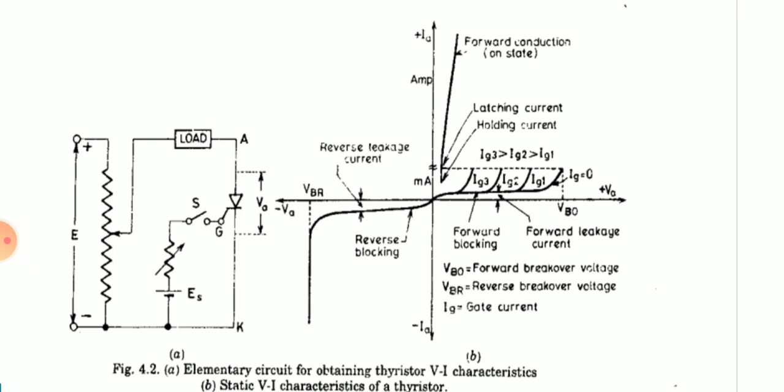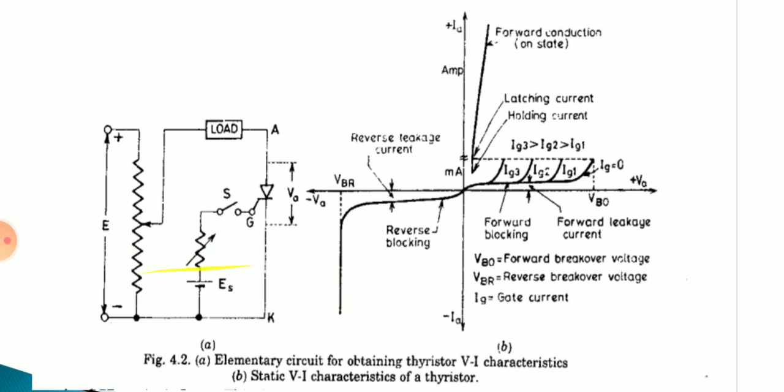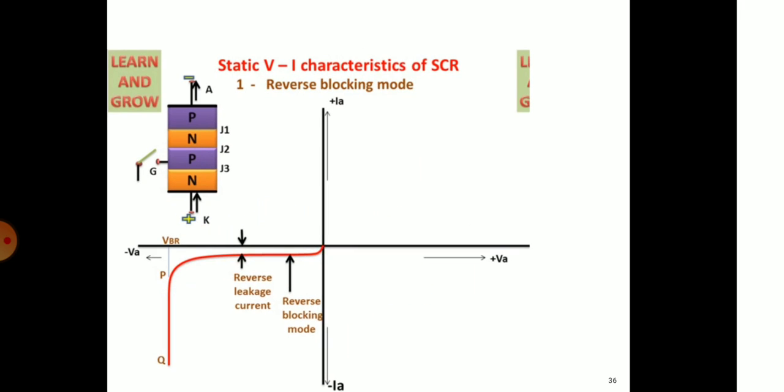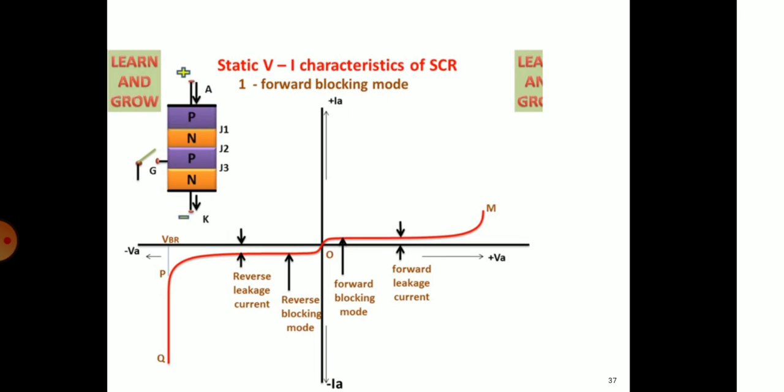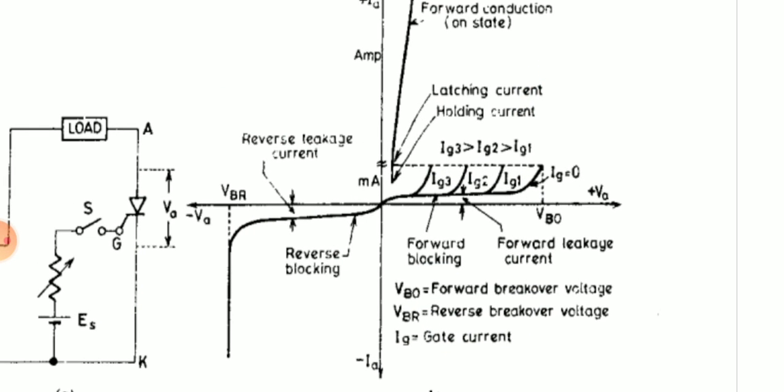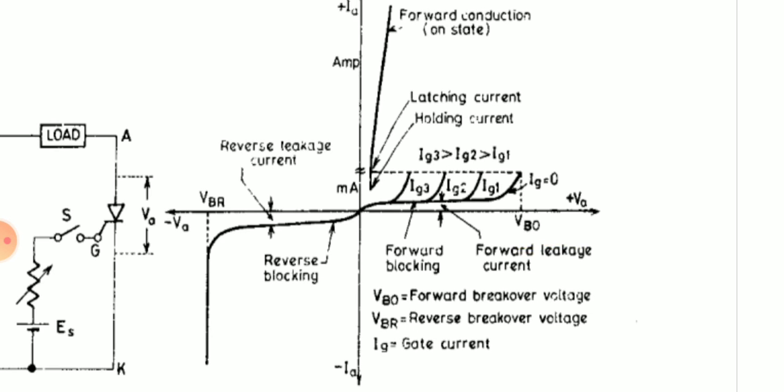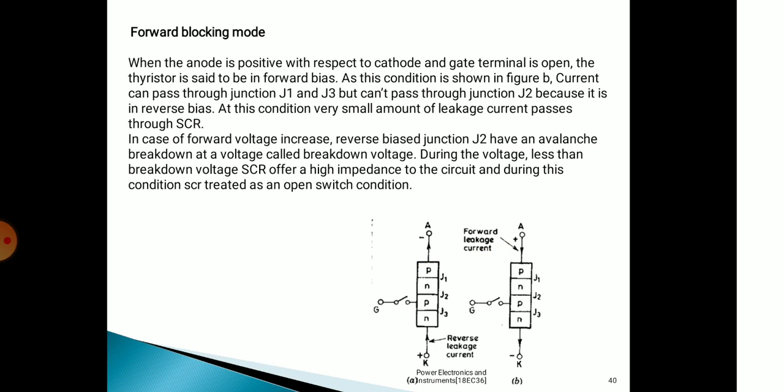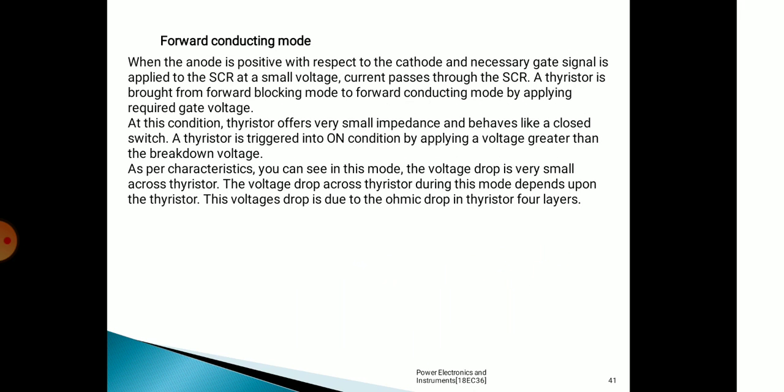In the exam, you have to draw this circuit as well as this graph. This is only for explanation purpose. This is the reverse blocking mode, this is the forward blocking mode, and this is the forward conduction mode. So actually you have to draw this one. You can go through this theory. It is clearly mentioned what will happen when we apply the voltage and which junction will be forward biased.